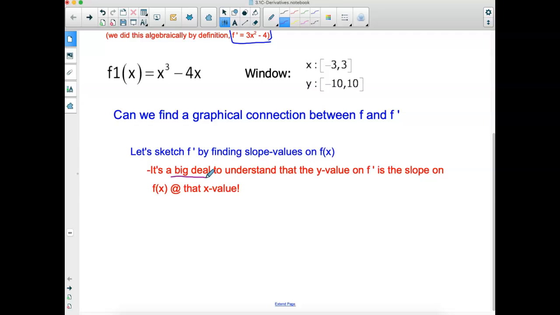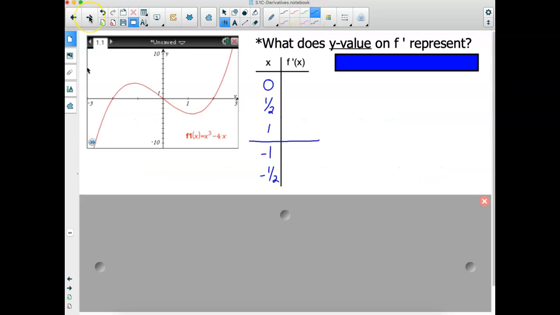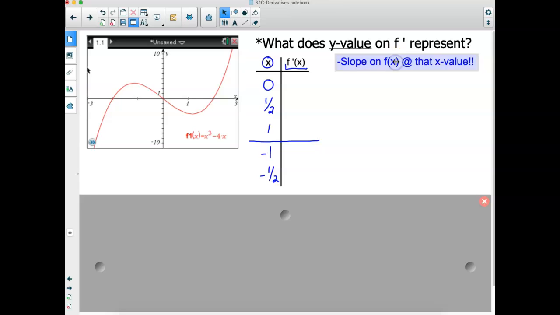So how I want to deal with this is we're going to come to the first one here. And notice my xy chart. I have x for that, and then this is f prime of x. So this is the slope, okay? The y value is the slope on f of x at these 5 different x values that I'm going to find. And that's what the y value on f prime represents, okay? So this is the graph of f that you're looking at there, that red graph.